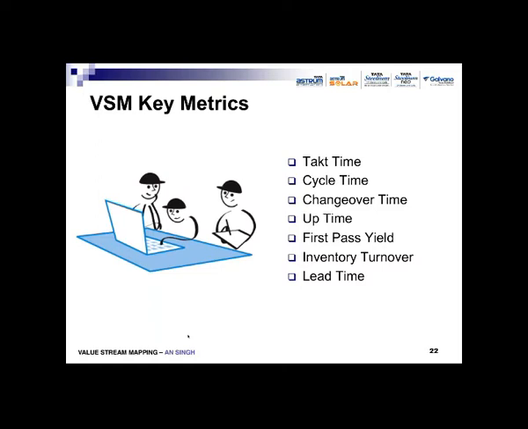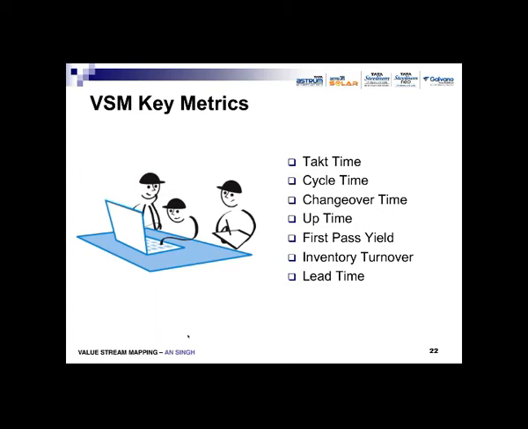Then comes the cycle time. What is your production rate? In fact, the whole purpose of lean is that your production rate should be equal to your demand rate. Once these two are balanced, there won't be any inventory and wastage is minimized. So cycle time and takt time must be synchronized. Then the third is the changeover time.